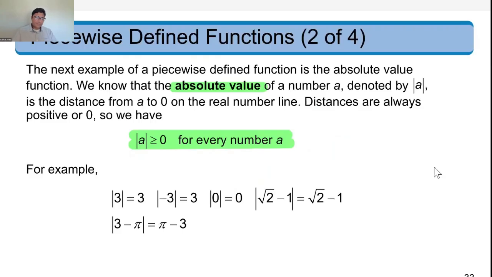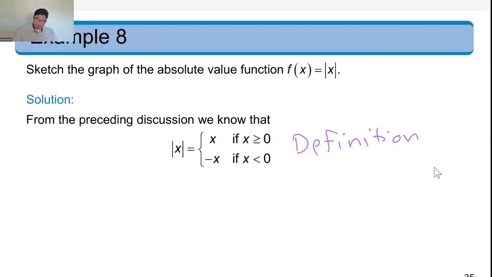A very important example of piecewise functions is the absolute value function. Okay. What is the goal of the absolute value function? You want your output to be always positive. No matter what input you give, the output should be positive, right? That is the absolute value function. Why is it a piecewise function? Because you can define it like this.